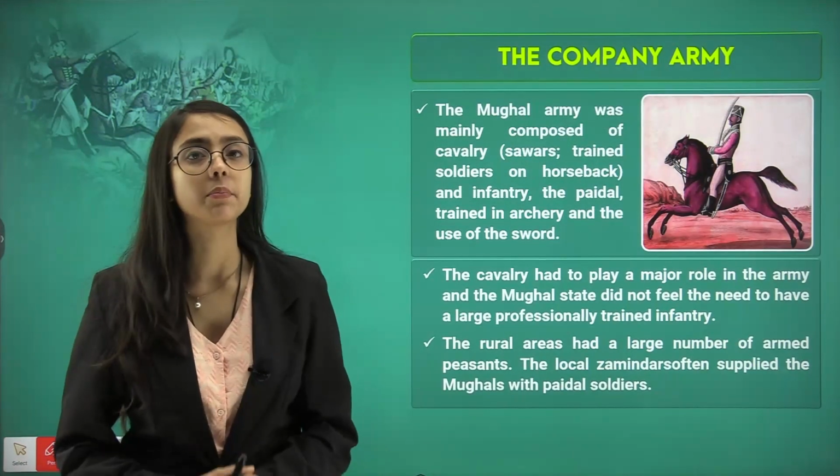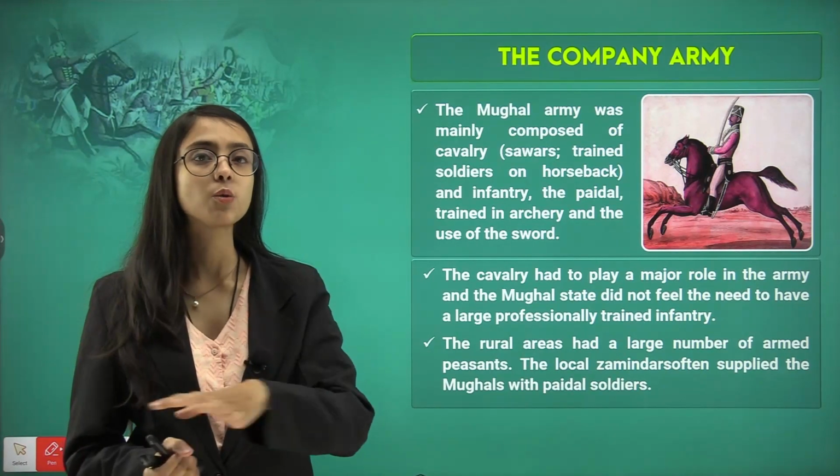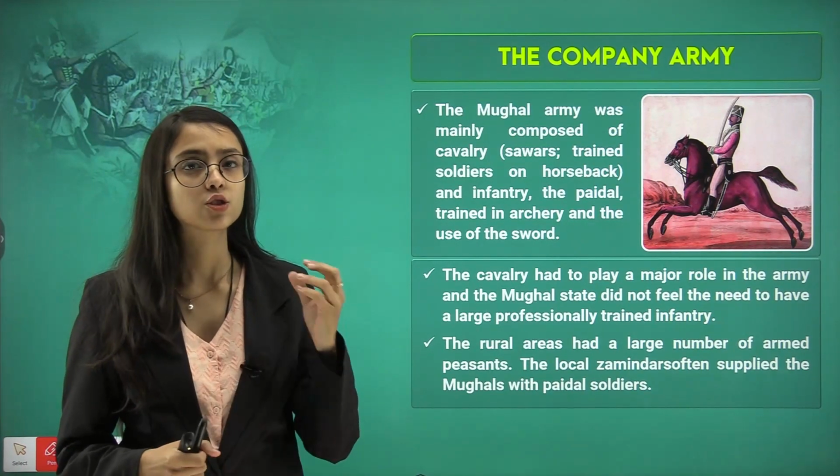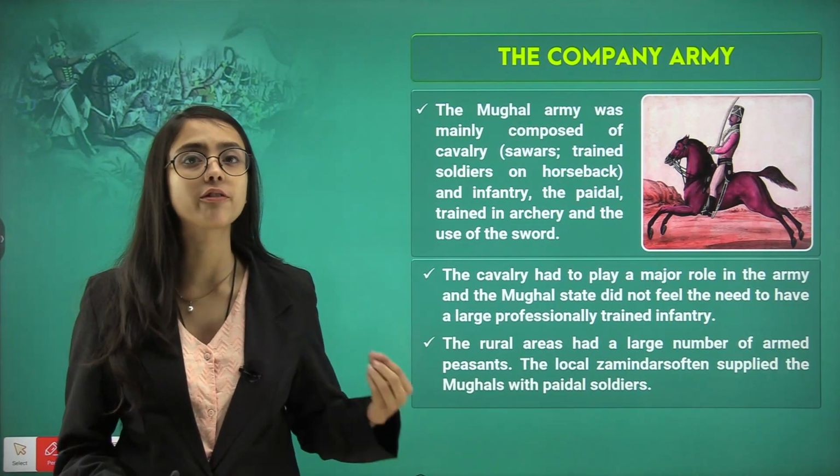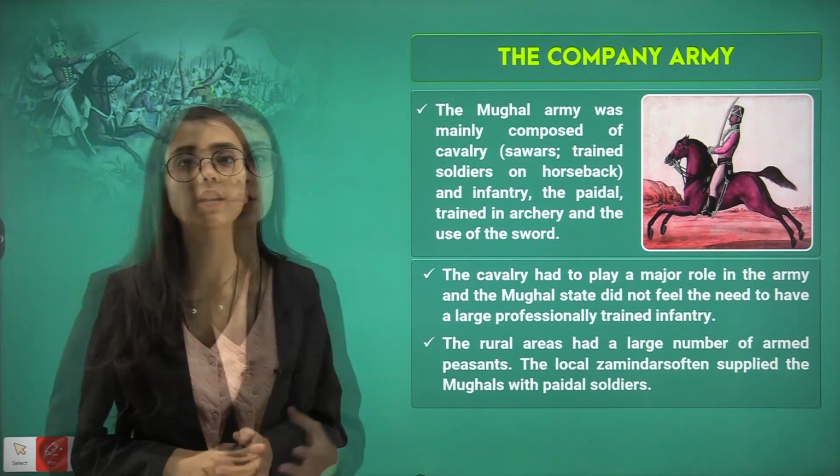Let's talk about the company army. So, a new administration was set up. The company required a new form of army so that battles could be fought, so that it could protect its interests.